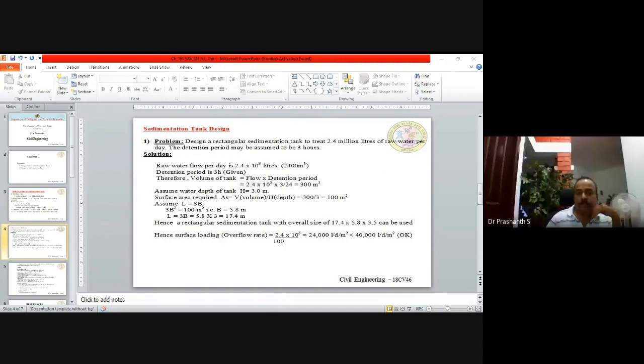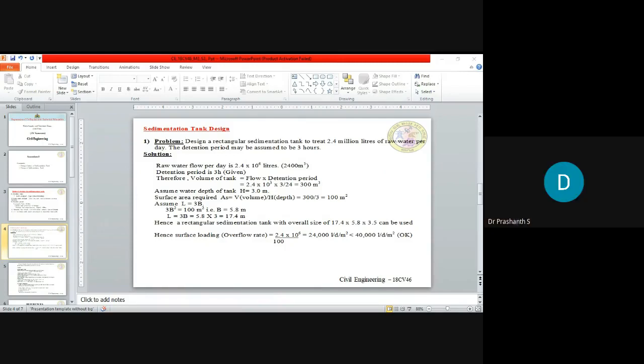24 hours, 3 lakh liters we treat, so what is it for 4 hours? It is 500 meter cube. I have converted from liters: 3 into 10 to the power 6 divided by 10 to the power 3 gives you the meter cube, into 24 divided by 4 gives you 500 meter cube. So the capacity of the tank is 500 meter cube.